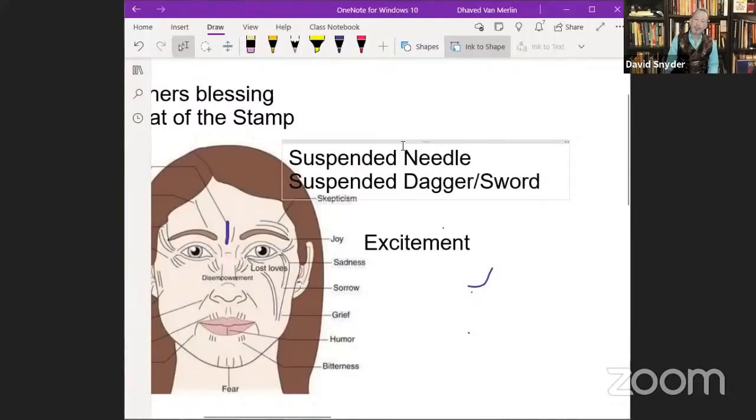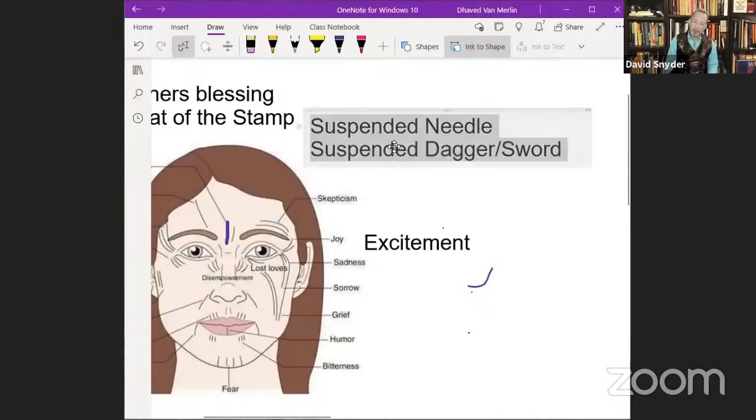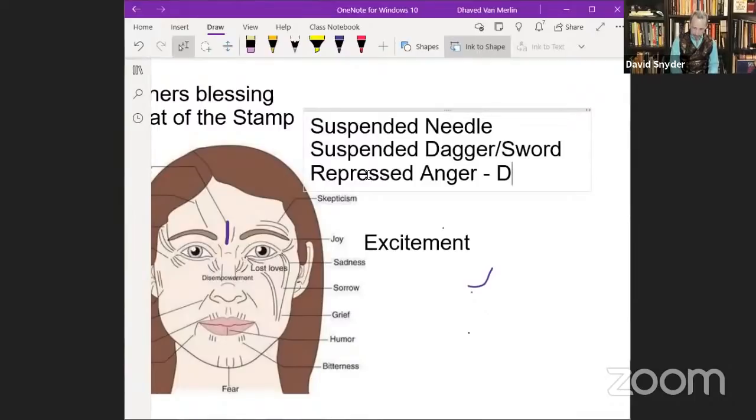Now, the reason this marking comes about is usually due to repressed anger. I need to explain this. Usually towards the dominant masculine energy in the family.